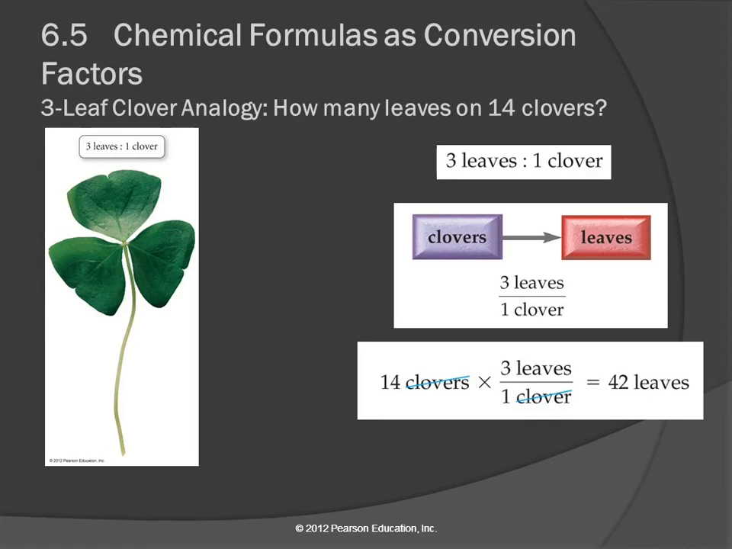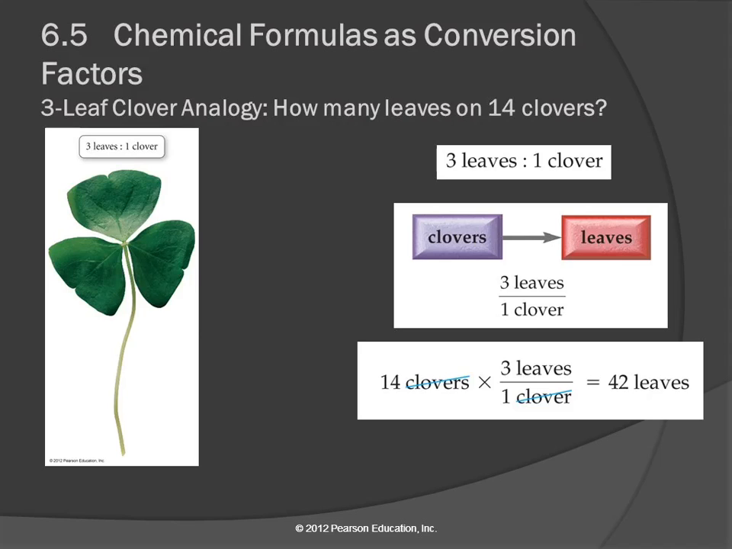So we go from talking about nails to talking about clovers. Three-leaf clover. How many leaves are there on 14 clovers? How do you solve that? Well, you have to know how many leaves are on one clover, right? So there are 3 leaves on one clover, and if we've got 14 clovers, we're going to multiply by 3 leaves per 1 clover and come up with the answer of 42.